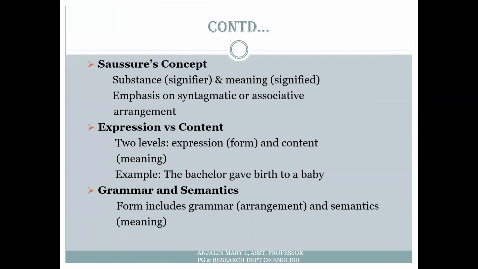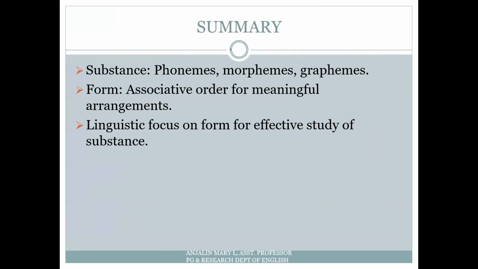In other words, form includes both grammar and semantics. Grammar is the arrangement of words in sentences, and semantics is the meaningful relationship between the words. So form should not just have expression, it should also have content, where it has both grammar and semantics in it. To sum up, substance is the elements or the raw materials of the language, such as phonemes, morphemes, or graphemes, and form is the associative order in which these are brought together in a meaningful way.